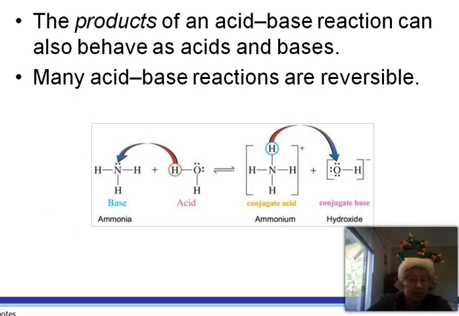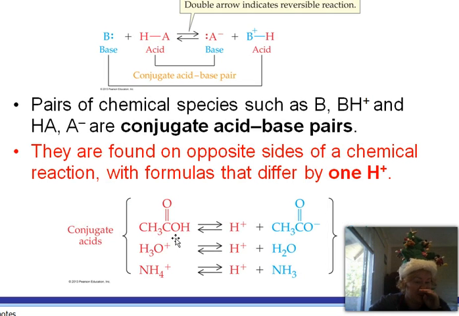The product of an acid-base reaction can also behave as an acid and base. So what that means, settle down. I know you're panicking about that. It just means that it's reversible. The base can reverse it, and the conjugate base can flip it back over. Does that make sense? It can just give the hydrogen back. It can be like, hey, you know what? Didn't need the hydrogen anyway. Why don't you take it? Become an acid again. Good luck to you. So they're just reversible. Don't panic about it. Just trust me. Reversible, it's all fine.